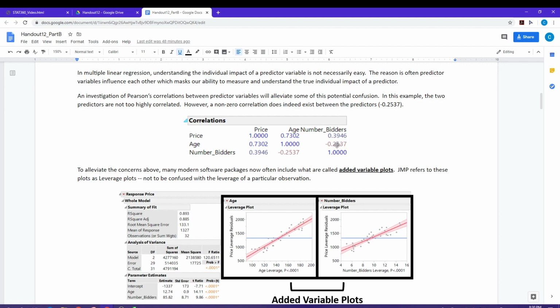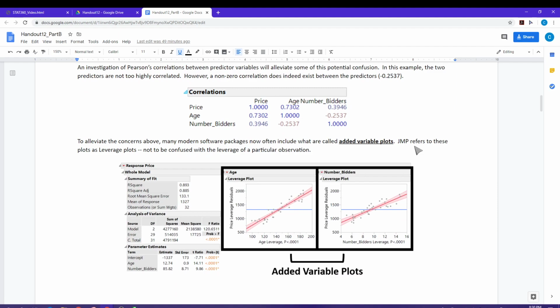Okay, and we talked about the fact that age and number of bidders were actually correlated with one another. Now the correlation was not real strong, but they were correlated to one another. So the number of bidders here and the age of the grandfather clock are related to one another. So that makes it difficult when we're trying to understand the impact of age or the impact of the number of bidders.